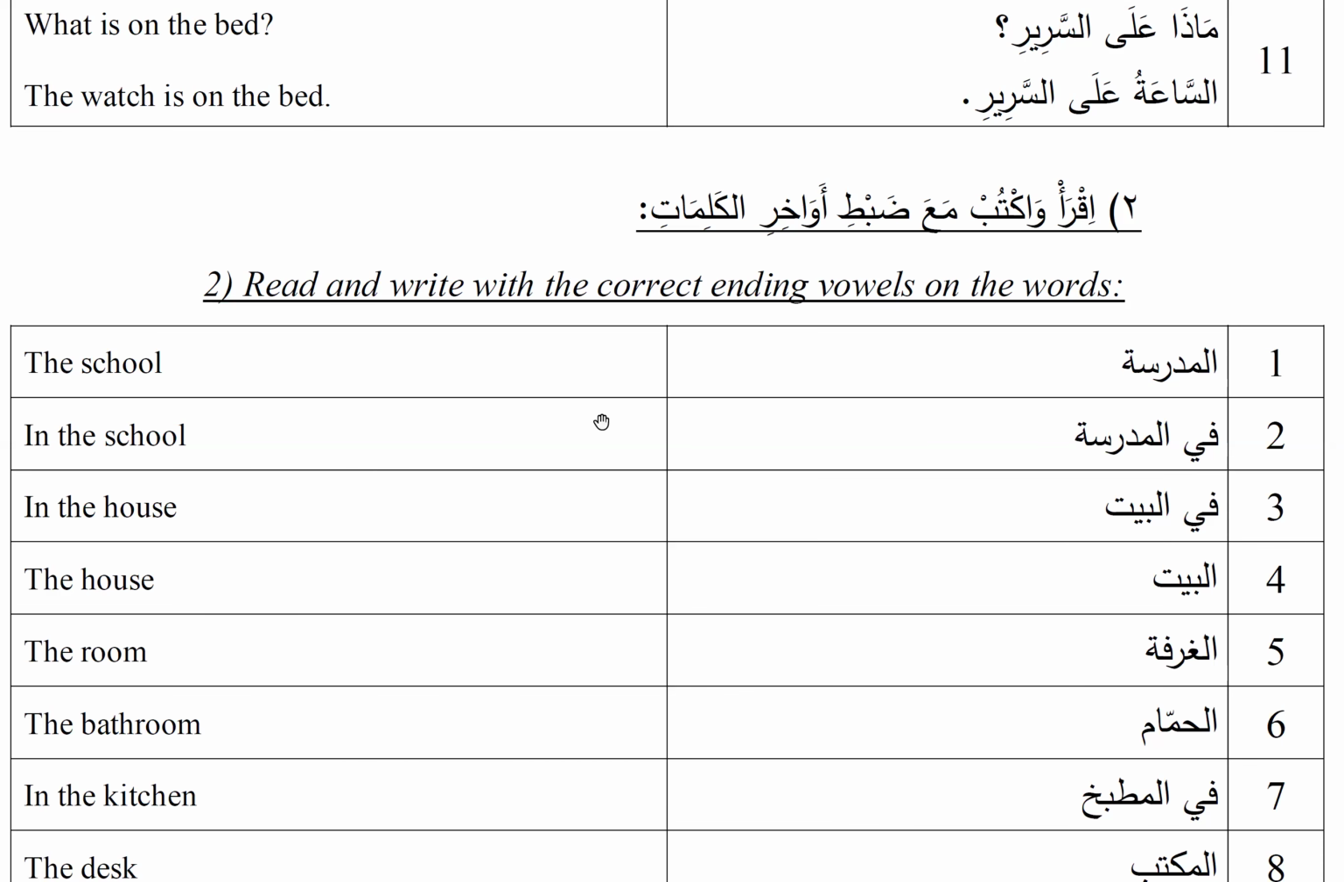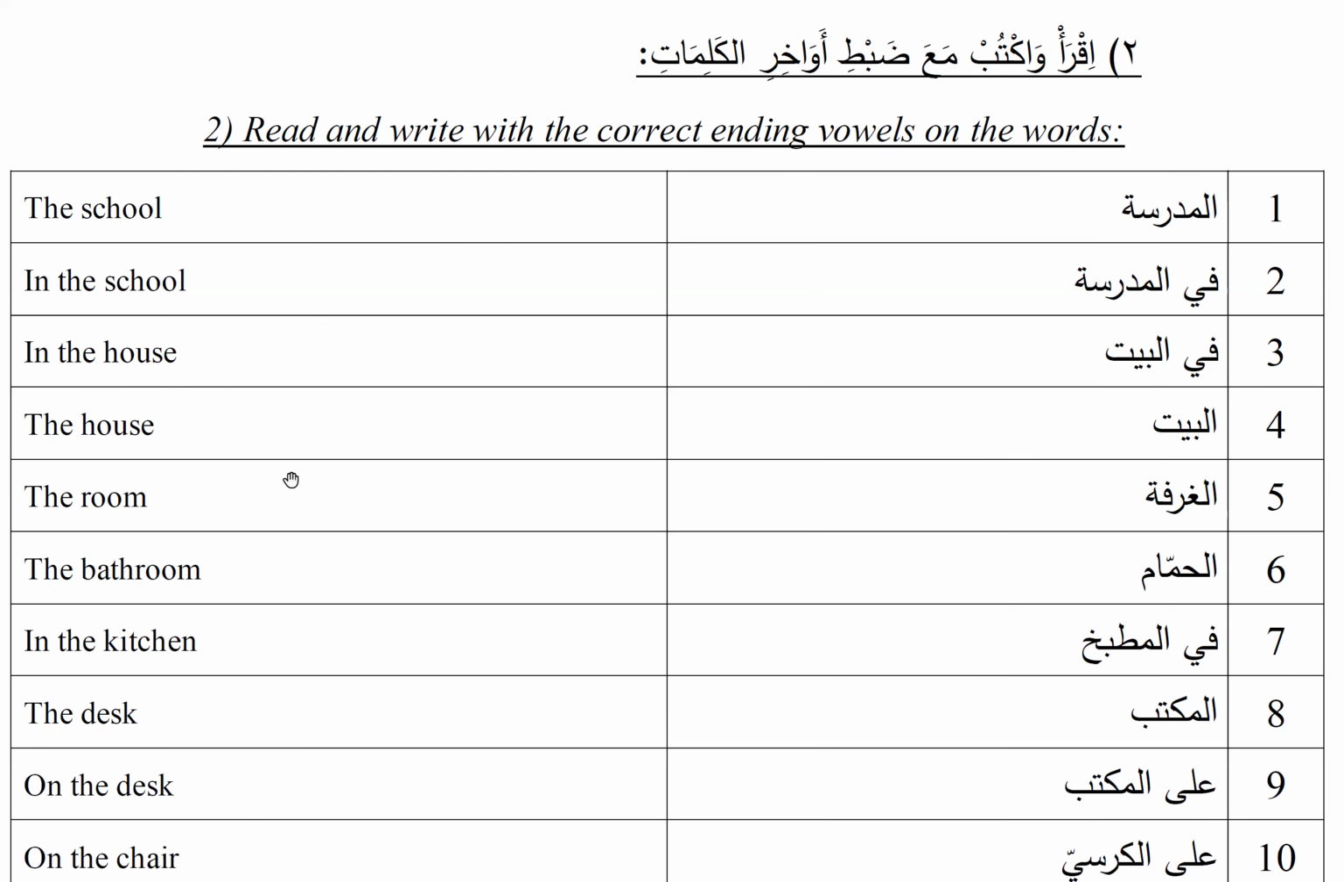So the school, there's no preposition before it. So al-madrasatu. In the school, fil madrasati. In the house, fil bayti. So all of them we have prepositions. Now just the house, we say al baytu. The room, al ghurfatu. The bathroom, al hammamu.